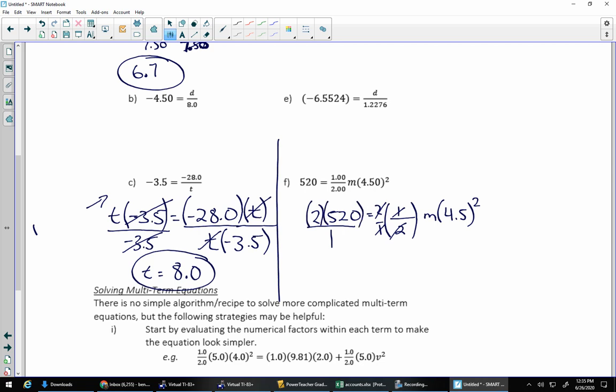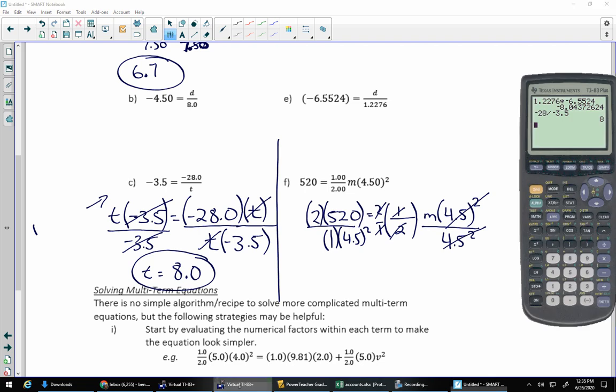Very nice. And then now let's see, I've got m times 4.5 squared. If I wanted to get m by itself, well, I'm multiplying it by 4.5 squared. Well, I could divide both sides by 4.5 squared. And I get m all by itself. I got a little bit of a mess here. If I was actually doing this showing off on a question to my teacher who's marking me, I might rewrite it with m is equal to everything else.